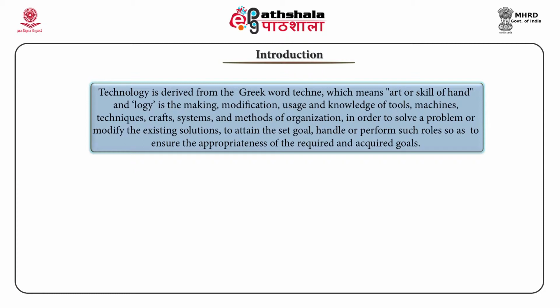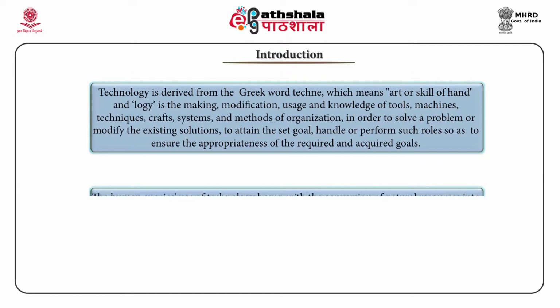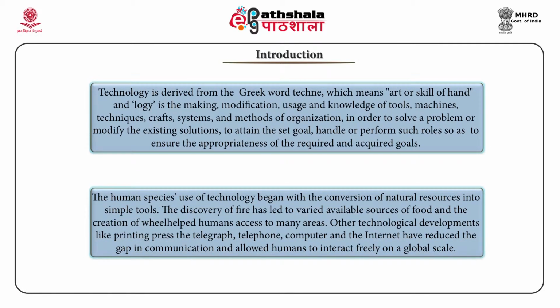The term can either be applied generally or to specific areas. Examples include construction technology, medical technology, and information technology. The human species' use of technology began with the conversion of natural resources into simple tools. The prehistoric discovery of the ability to control fire increased the available sources of food, and the invention of the wheel helped humans in traveling in and controlling their environment. Recent technological developments, including the printing press, the telephone, and the internet, have lessened physical barriers.